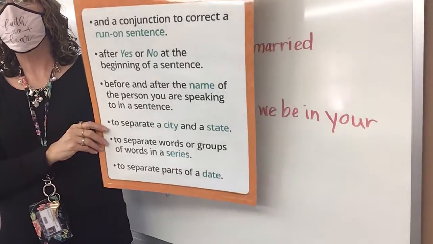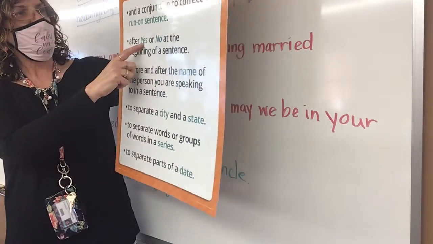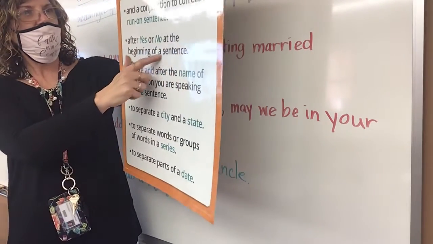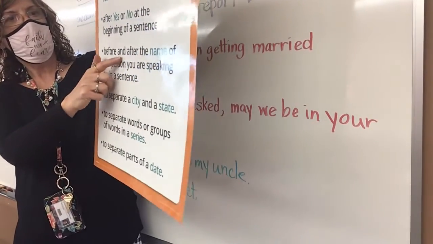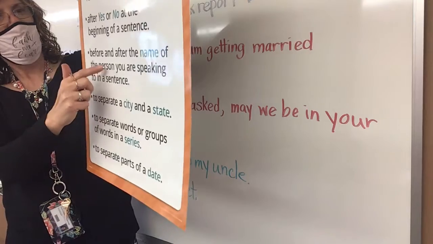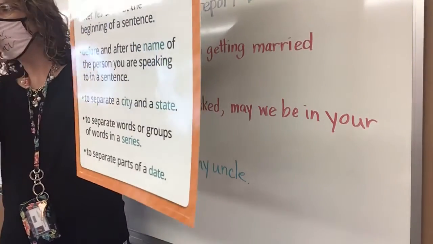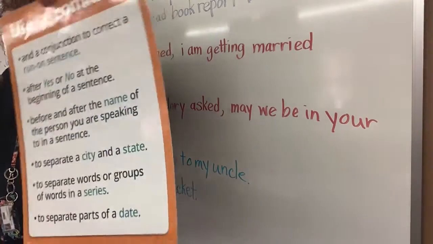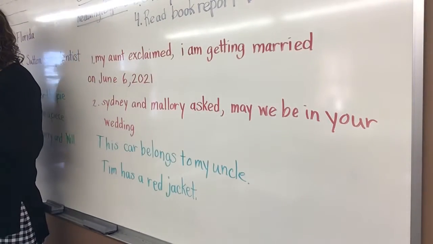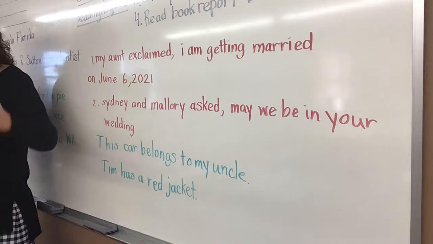That one will not be on the test. Use a comma after yes or no at the beginning of a sentence. Use a comma before and after the name of the person you are speaking to in a sentence. What do we call that? Direct address. And if their name is first, the comma goes after their name.